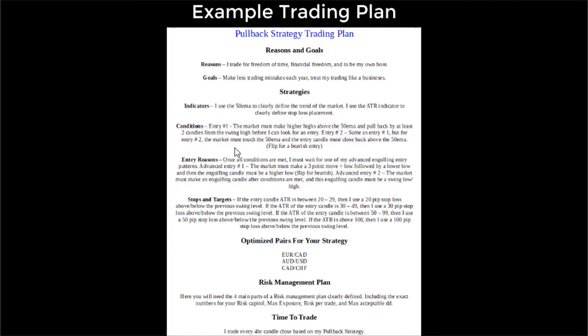So those kind of things need to be in your trading plan when it comes to the conditions for the pullback strategy. The entry reason number 1 and 2 need to be clearly defined in your trading plan. And finally, you need the stops and the targets for that pullback strategy clearly defined as we have here. Now, you'll also want to list your optimized pairs for your trading strategy and, of course, your risk management plan, followed by the final part of our trading plan, which is going to be the time you're able to trade and the time frame you plan to trade on.